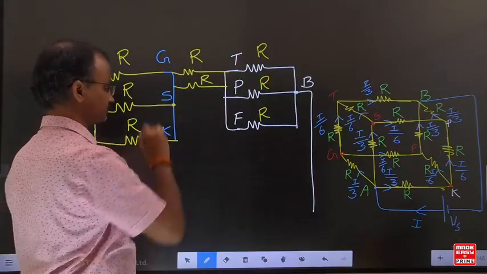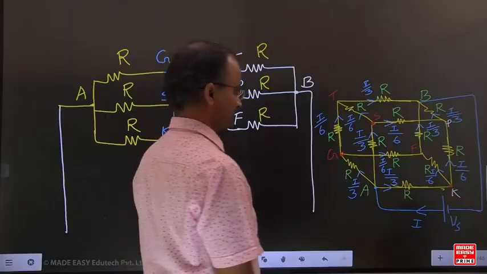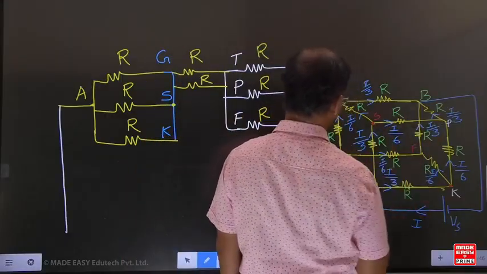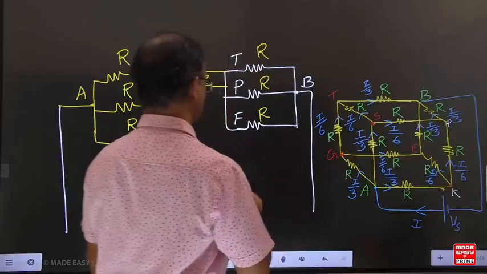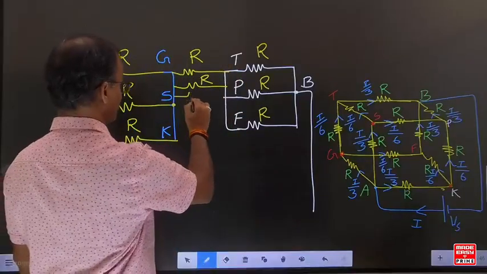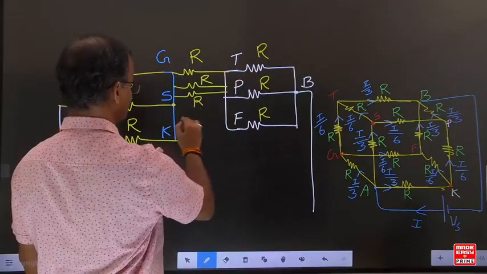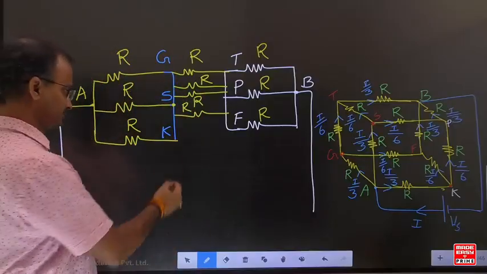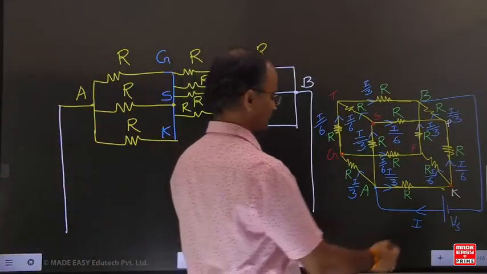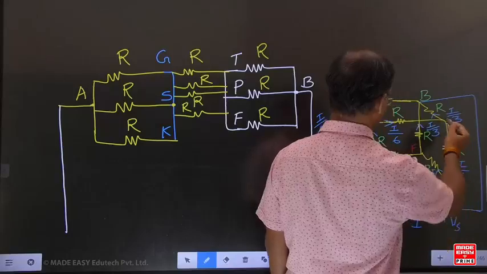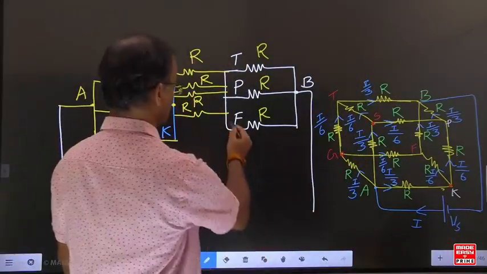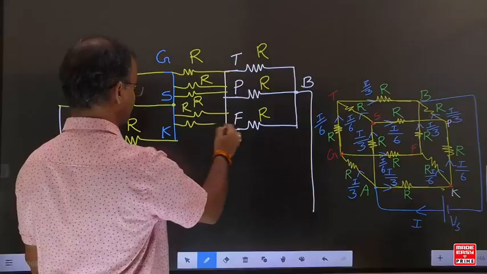Come to S. Now in this particular example, from S also one is going to T and one is going to P. Now T and P are already connected together. Come to K. From point K also, one is going to F and one is going to P. Now in this example, F and P are already connected together.